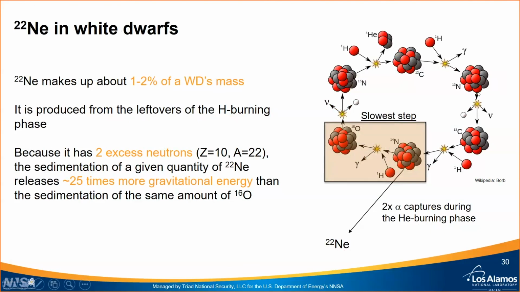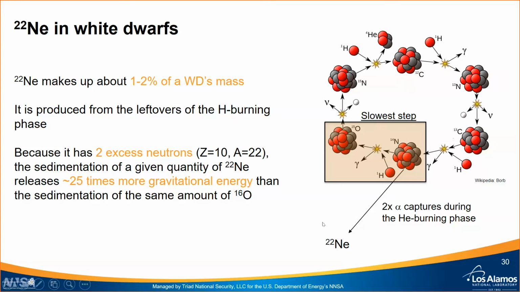So during the CNO hydrogen burning cycle, this step here is the slowest one, which means that when the star runs out of hydrogen to burn, there is a pileup of nitrogen-14 that is still sitting there in the star. And later on during the evolution, this nitrogen-14 can capture helium ions to form neon 22. So that's how we end up with this 1 or 2% of neon 22.